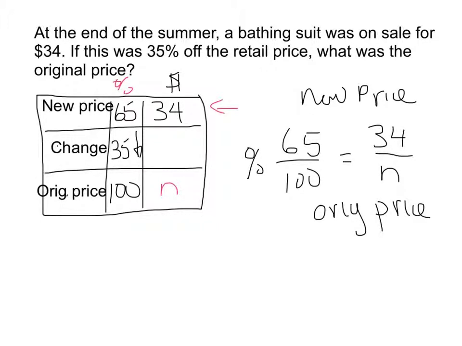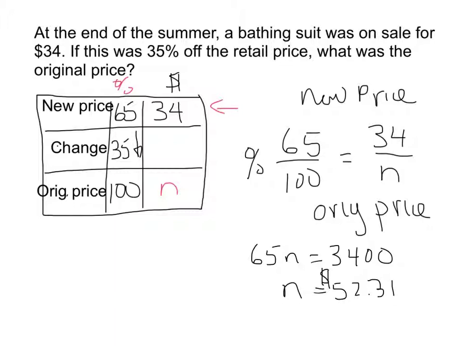If you write this proportion as a cross-multiplied equation, you get 65n equals 100 times 34, or 3400. Divide both sides by 65, and you get an answer of 3400 divided by 65, which is approximately $52.31, rounded to the nearest penny. So that tells us that the original price was approximately $52.31. Of course, this is not exact, and so $34 would have been a rounded answer.